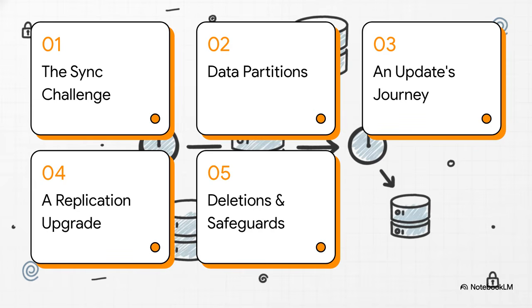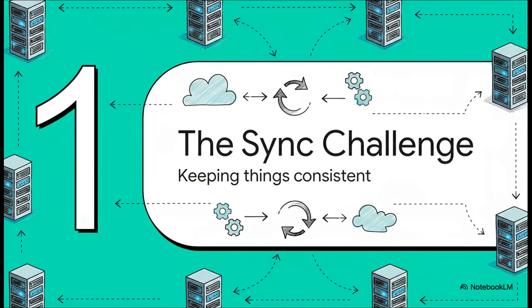Okay, so to unpack that, here's what we're going to cover. First, we'll look at the huge sync challenge AD was built to solve. Then, we'll see how it cleverly breaks down its data. After that, we'll actually follow an update on its journey, look at a really critical upgrade to the whole system, and finally, find out what really happens when you delete something. All right, let's jump right in.